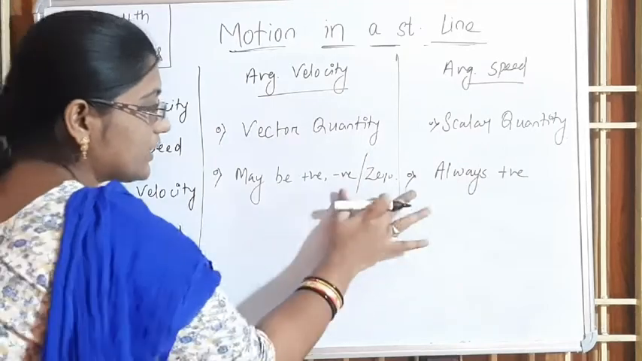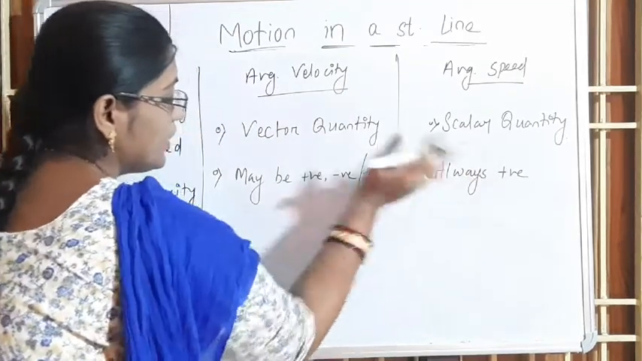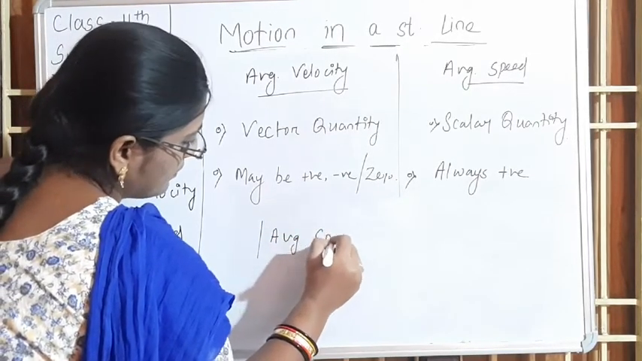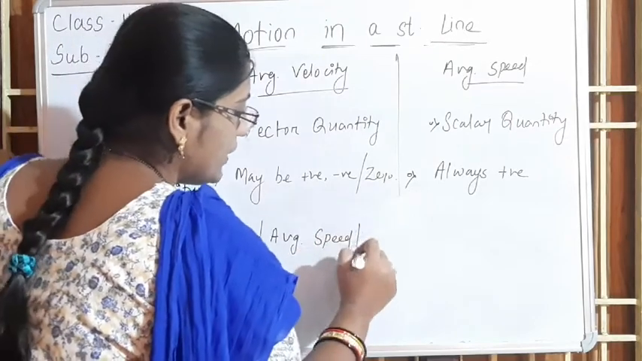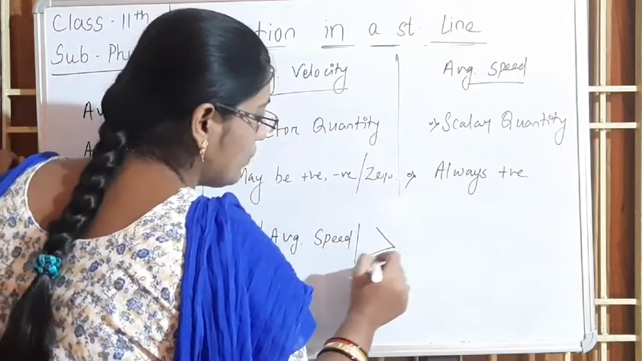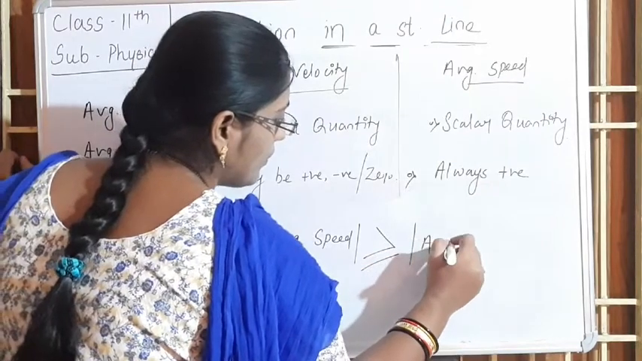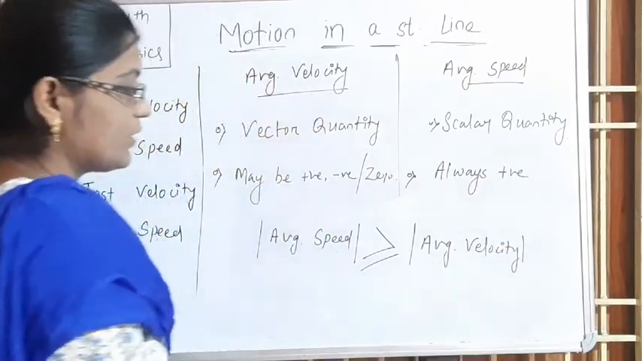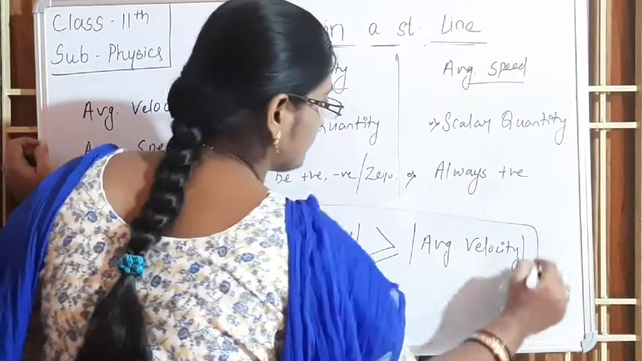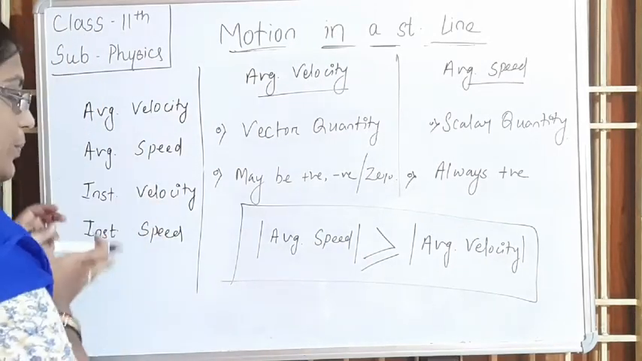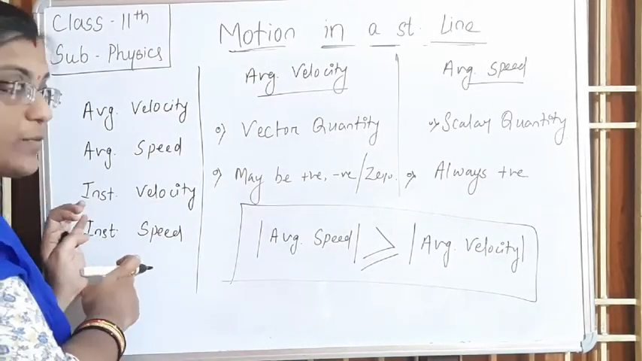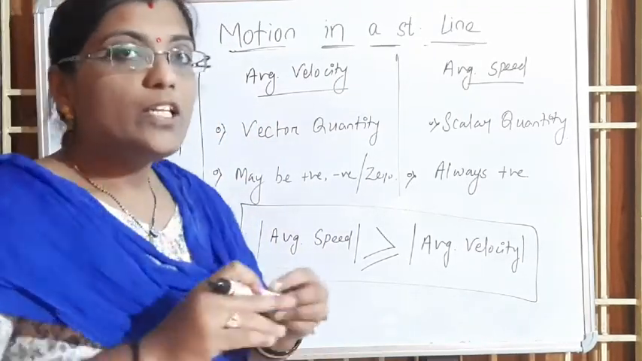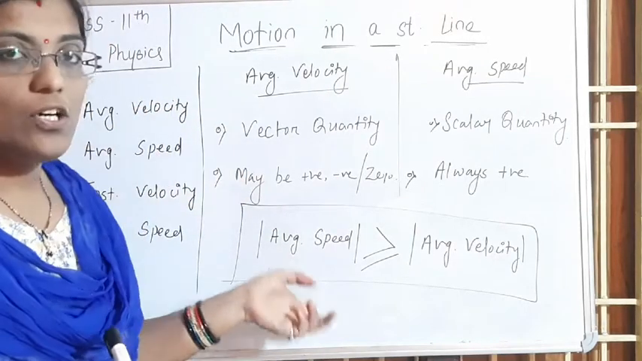And always remember, or you can write in a note, the magnitude of average velocity is always less than or equal to average speed, that is, the average speed is always greater than or equal to the magnitude of average velocity. And the difference between instantaneous velocity and instantaneous speed is the same as this. Clear? Now we will do some numericals related to all these topics.